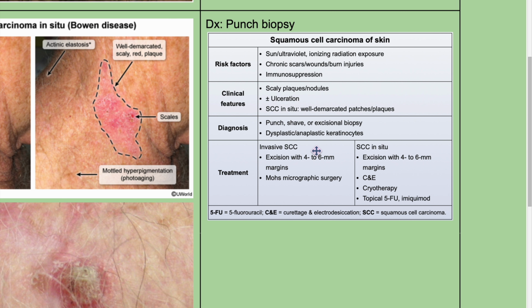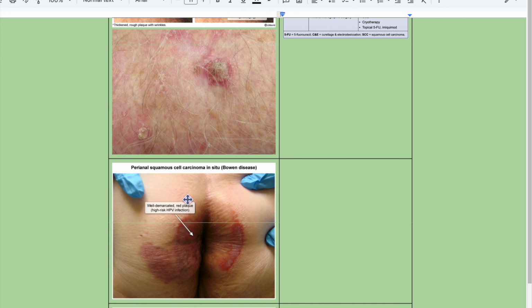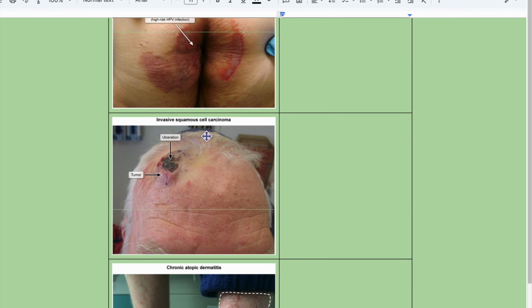Treatment for invasive squamous cell carcinoma: you do excision with 4 to 6 millimeter margins and Mohs micrographic surgery. Probably won't remember that, but okay. Squamous cell carcinoma in situ is excision with 4 to 6 millimeter margins, CNE, that's curettage and electrodesiccation, cryotherapy, and topical 5-FU, that's 5-fluorouracil, and imiquimod. So that's how you treat those. That invasive squamous cell carcinoma, this is ulceration, that's tumor.